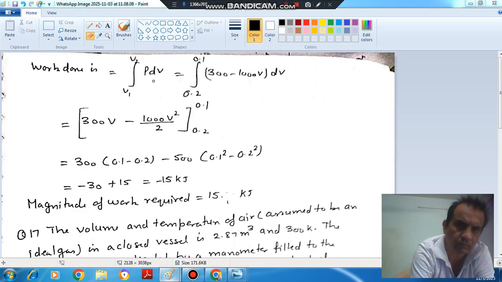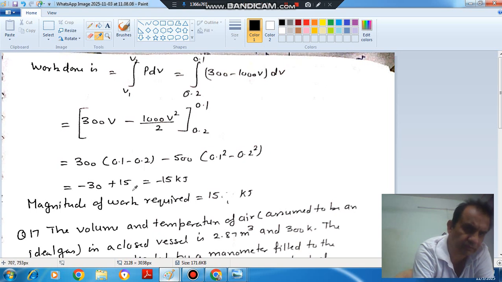Now the general formula for work done is integral of PdV, and the volume is varying from V2 to V1. V2 is 0.1 and V1 is 0.2, and P is 300 minus 1000 V, so the integral is 300 V minus 1000 V square by 2. Limits are 0.1 and 0.2. So solving this, we get minus 15 kJ. So it means the magnitude of work required is 15 kJ. Because it is minus, work is required, not done by the system.